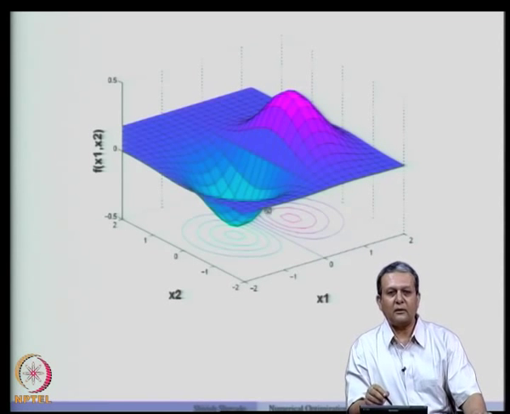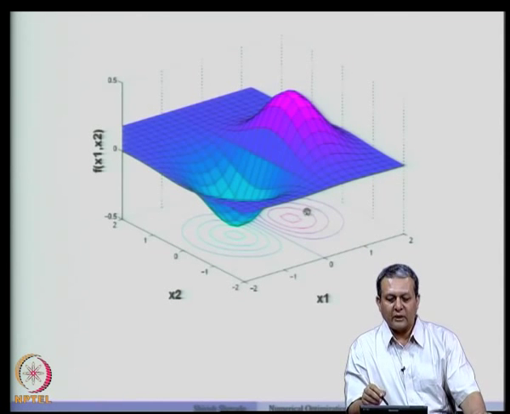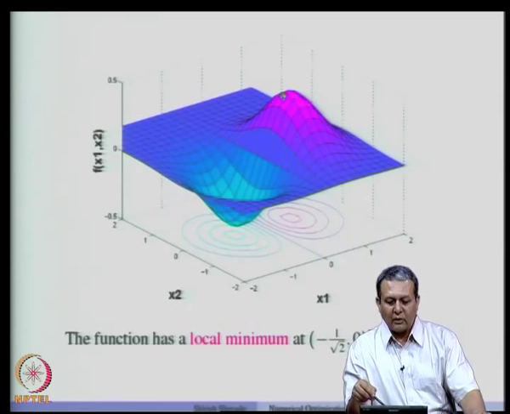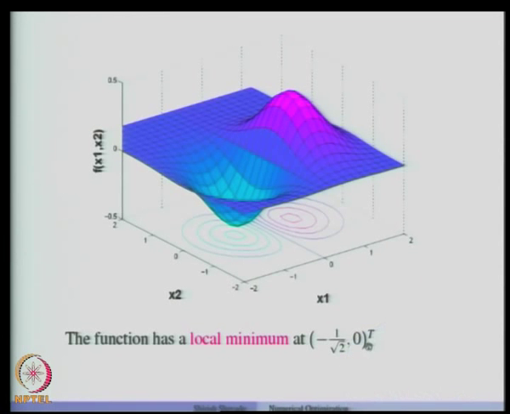So, let us again look at the surface plot of this function. Now, minus 1 by root 2, 0 is a point which is somewhere here, and 1 by root 2, 0 is a point somewhere here. So, you can see that minus 1 by root 2, 0 is a point which corresponds to the local minimum, and 1 by root 2, 0 is a point which corresponds to the local maximum. So, the function has a local minimum at minus 1 by root 2, 0 and a local maximum at 1 by root 2, 0.